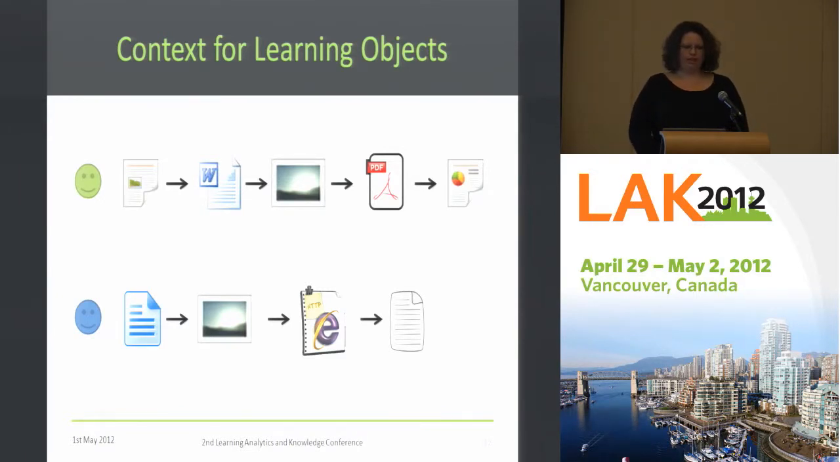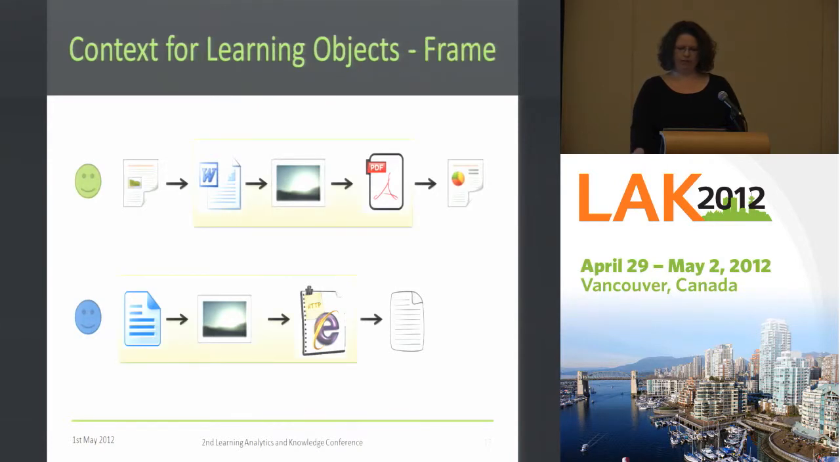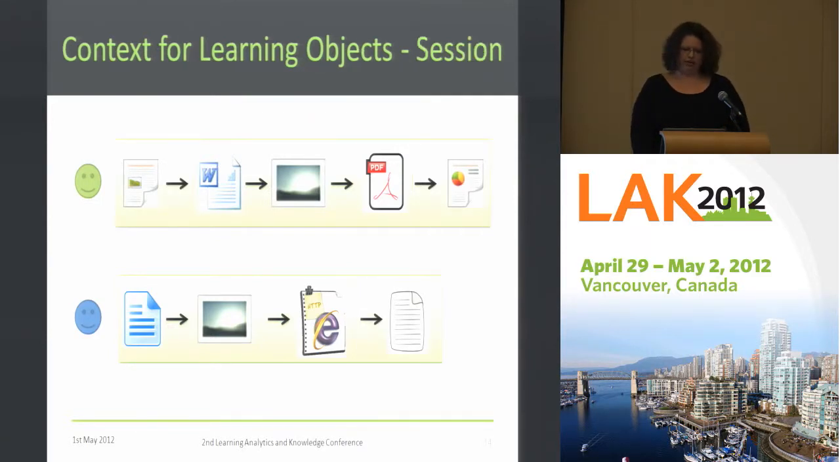So here I have a context for a learning object that is similar to the context of a word in a sentence. You can take only the document that occurred right before the picture, in this example, or right after the picture as context. You can also take the whole session into account, and this is what we did.